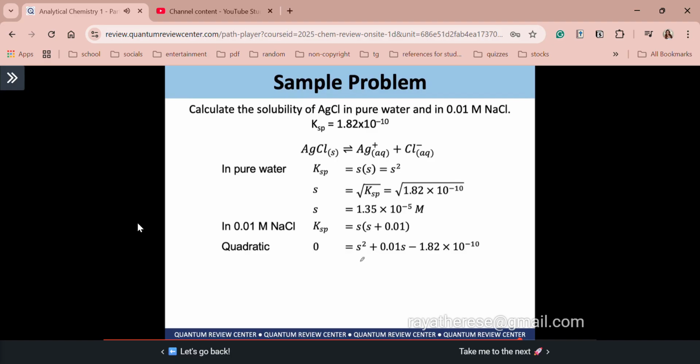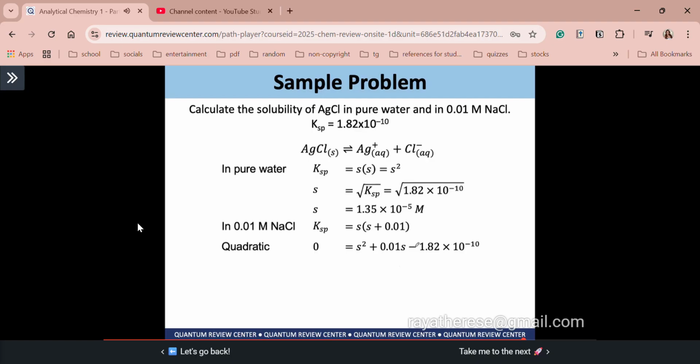Okay? So in your calculator, you input your A. Of course, it's just 1. Your B, 0.01. And your C, negative 1.82 times 10 to the negative 10. O sa mga matagal nang graduate, baka nagtataka kayo, Ma'am Mitch, bakit naging negative to? Ganun talaga, class, kapag nagtatranspose. Okay? When you transpose a term, a value to the other side of the equation, nanenegate yun. Opposite siya ng charge niya. Okay? Kaya minus 1.82 times 10 to the negative 10.